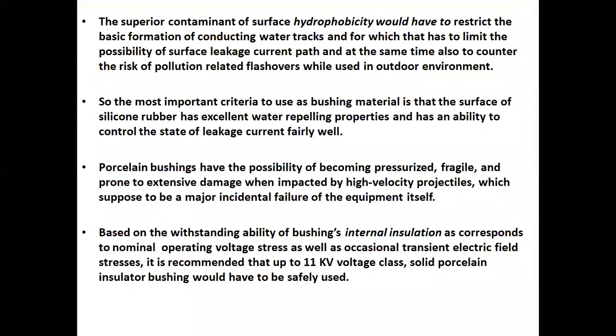The superior surface hydrophobicity has to restrict the formation of conducting water tracks, and thereby limit the possibility of a surface leakage current path, and at the same time counter the risk of pollution related flashovers when used in an outdoor environment. So the most important criterion for bushing material is that the surface of silicone rubber has excellent water repelling properties and an ability to control the state of leakage current fairly well.